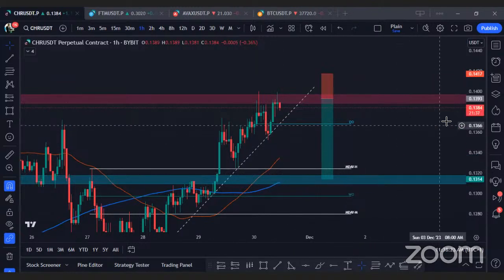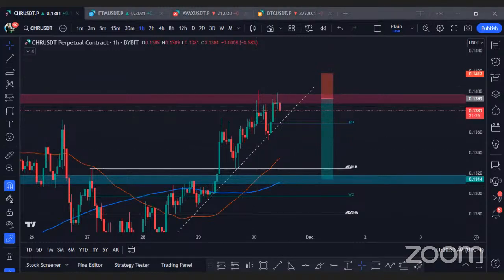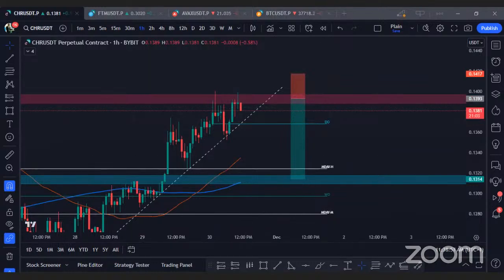I'm looking around that 0.139, or even 0.14. If you get 0.14, around 14 cents, it can still be a good entry to make some profit for yourself. All right. So yeah, short market order CHR. Let's see if we can get 10% on that. All right, let's see how that goes.